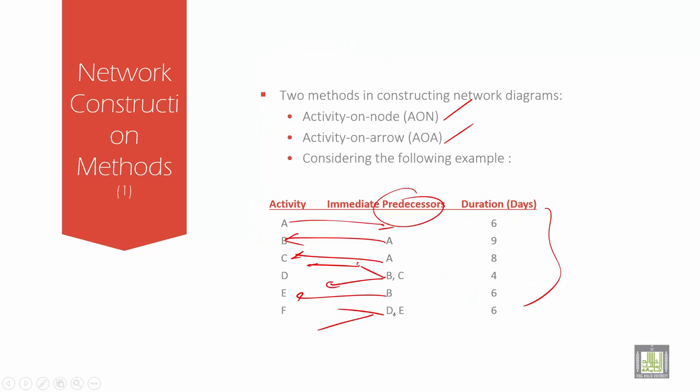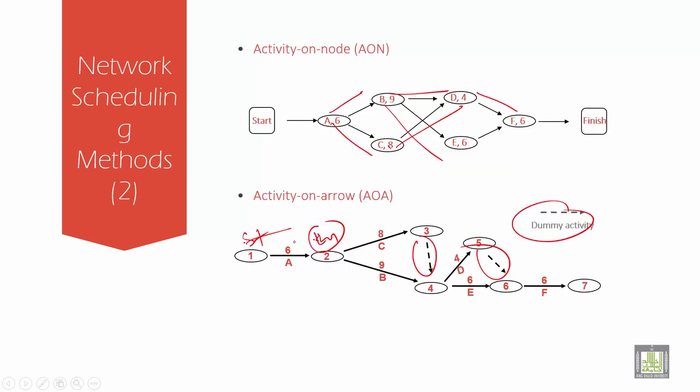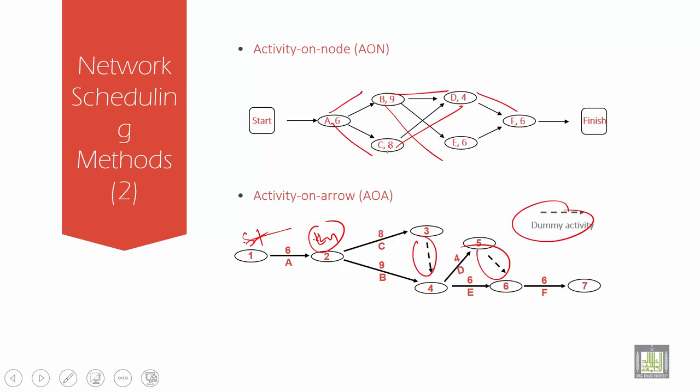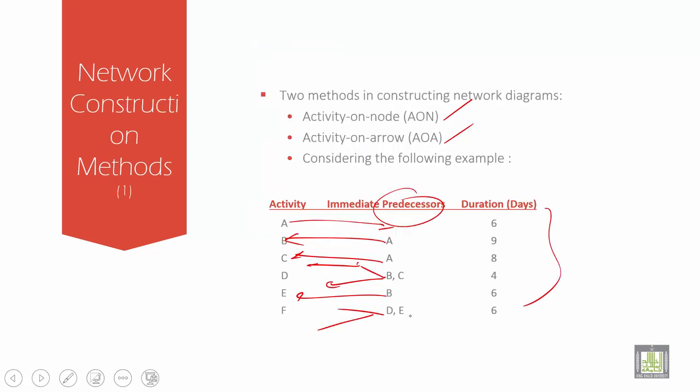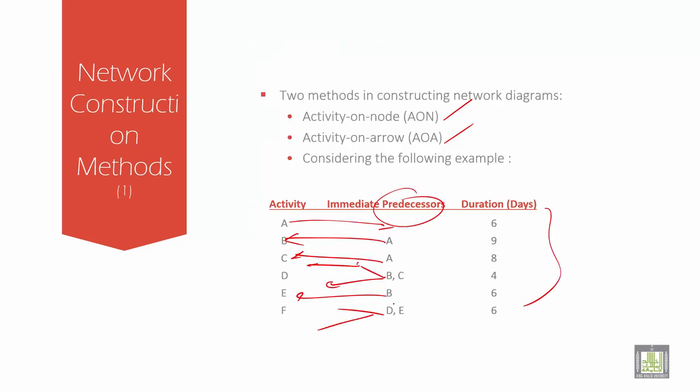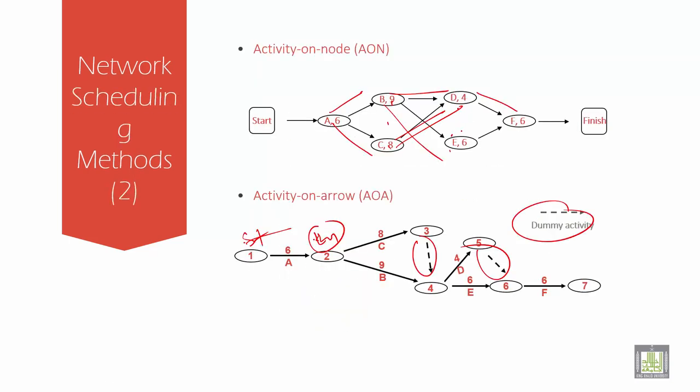It is like starting 0 to A, then A to B, then A to C. Then B and C go to D. Then B to E. Then D and E go to F.